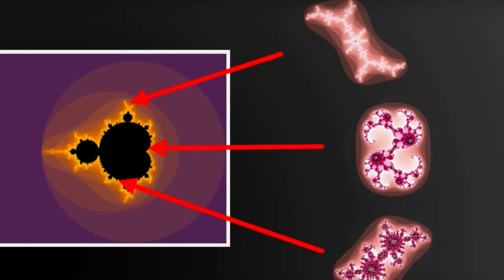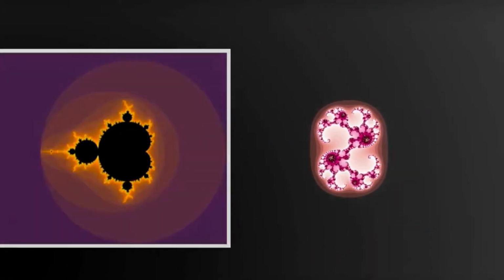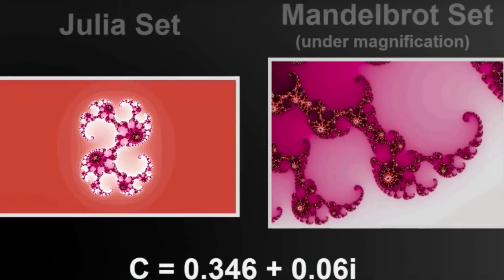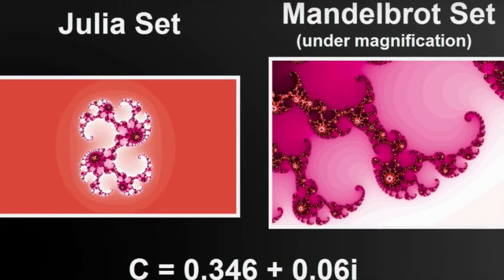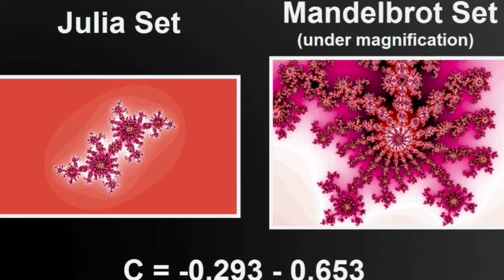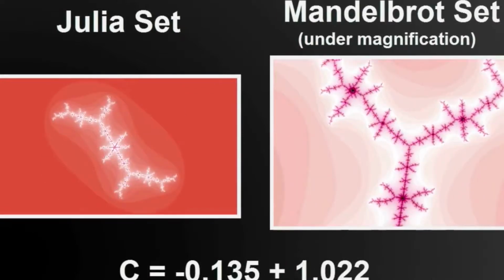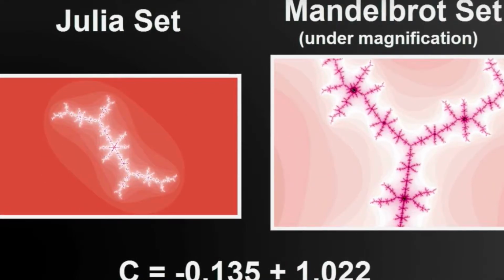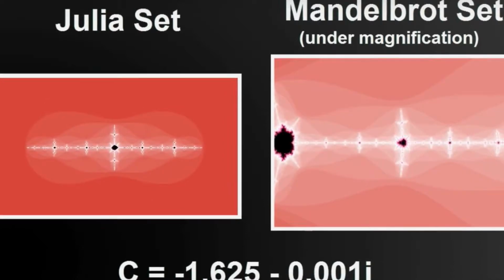How they are related is pretty simple. Since they are both in the same complex plane, for every c value in the Mandelbrot set, we can associate a Julia set. And if we zoom in really closely in the Mandelbrot set, we can see that the Julia set corresponding to it is really similar. So that's how they are related.